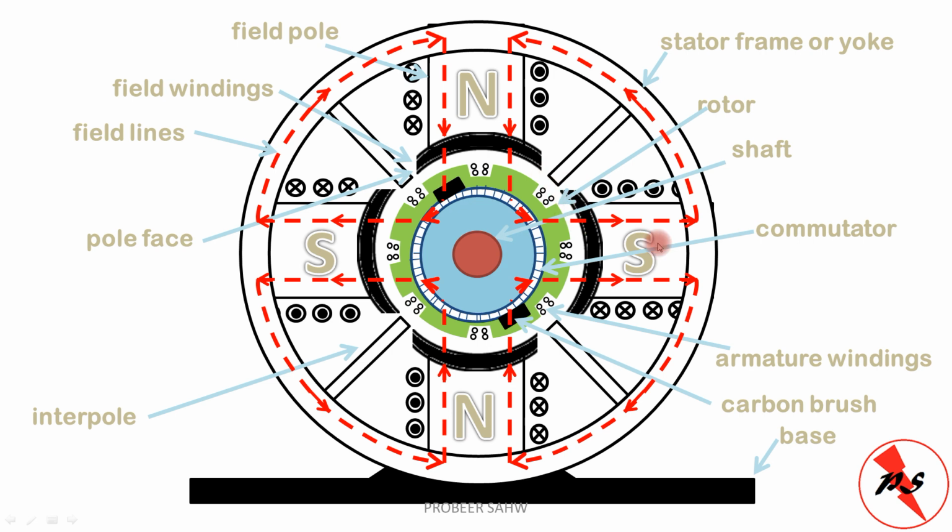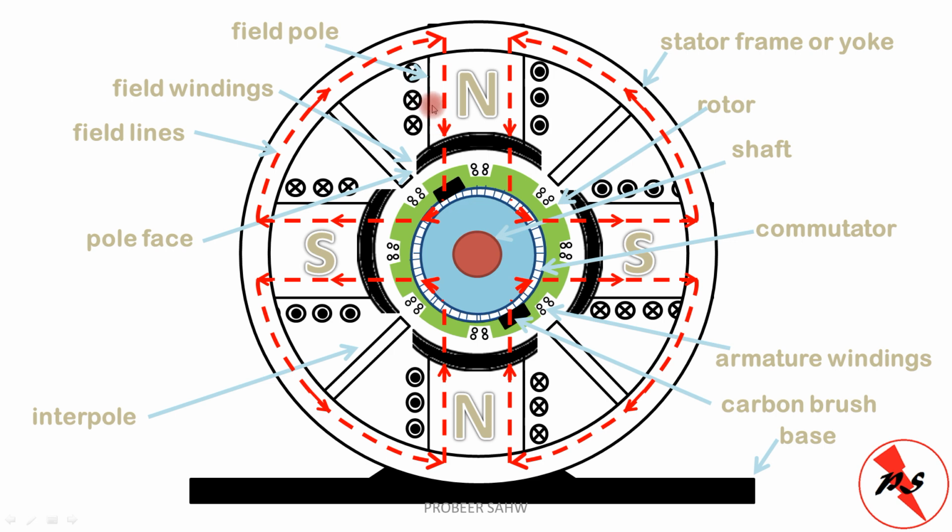Now, to summarize, this is the cross-section view of a DC machine. This is the frame or yoke, the outer part of the machine, part of the stator. This is the base to damp out the vibrations in the machine. This is the field pole or pole core. On the field pole or pole core, we wrap the field winding.